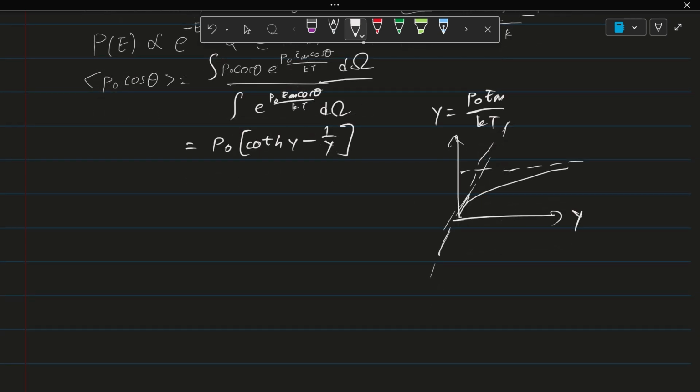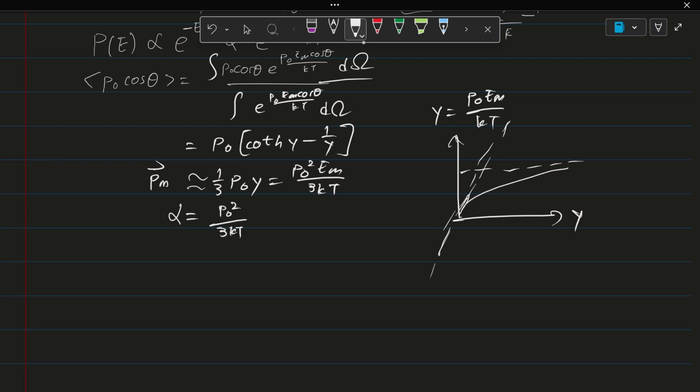So you could try to expand this, and it turns out that the approximation is going to be 1 over 3 p0 squared over kT. And this is the average p0 cosine theta, or you could call this the molecular polarization at that particular point. Now, therefore, what you could get from here is the polarizability. It's p0 squared over 3kT.